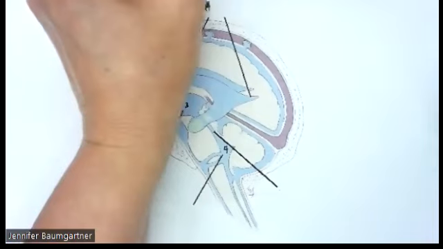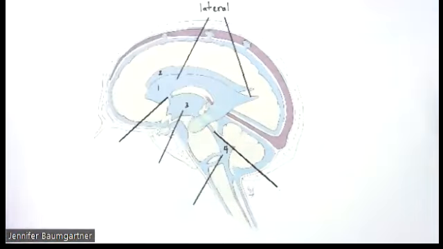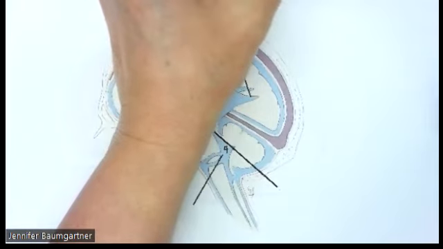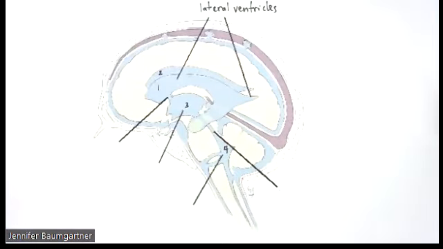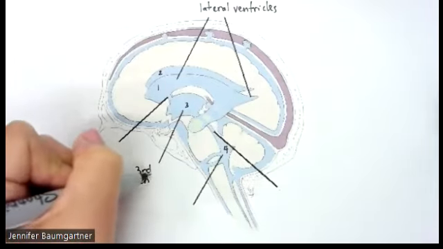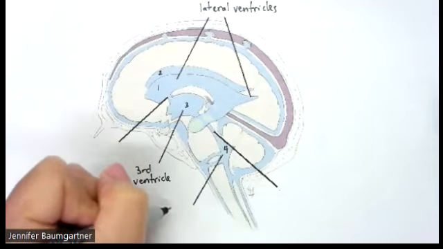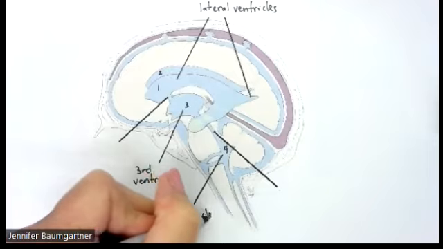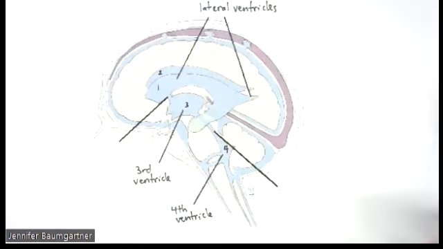So ventricle number 1 and ventricle number 2 are called the lateral ventricles. I kind of think they look like a backwards Cincinnati Reds sign. And then the 3rd and 4th are just called the 3rd ventricle and the 4th ventricle.